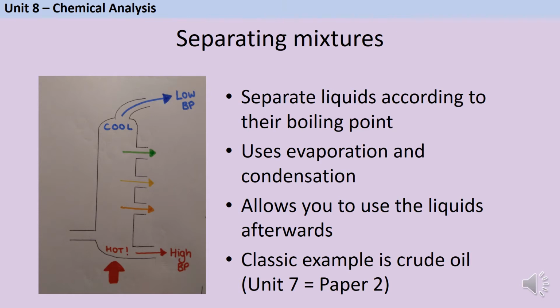As that mixture of gases cools down, the different gases are going to turn back into liquids, or condense, at different points because they have different boiling points. And so as each one condenses and turns back into a liquid, it can be removed. We talk about this in more detail in Unit 7, which is in Paper 2.